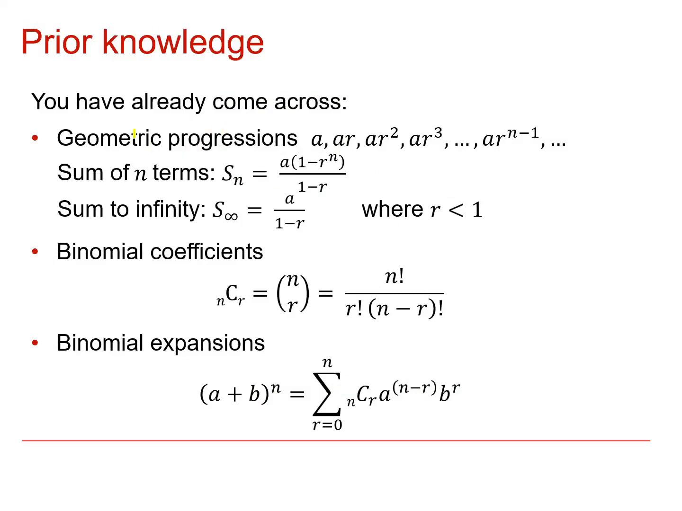Before we start, we should just check that you have already come across some things that we're going to use. You should know about geometric series and how to find the sum to n terms using this formula. And you should know about the sum to infinity using this formula, and that you need to have that r is less than 1 for that to be valid. You should also know about binomial coefficients using either nCr or the vector notation (n, r) to represent that binomial coefficient, and using this formula for the calculation. Finally, you should know how to multiply out binomial expansions of the form (a + b)^n.